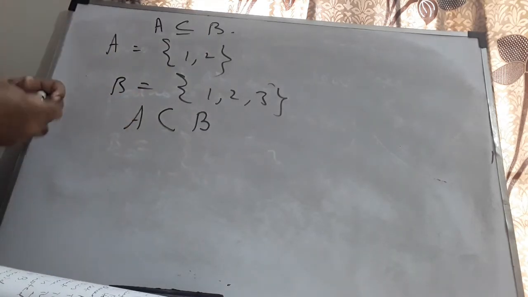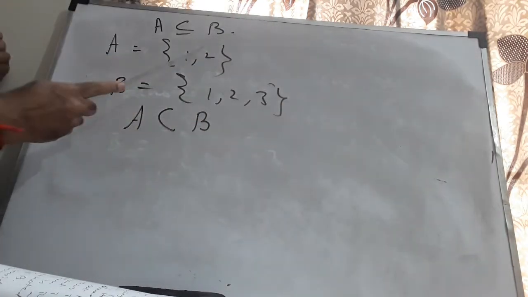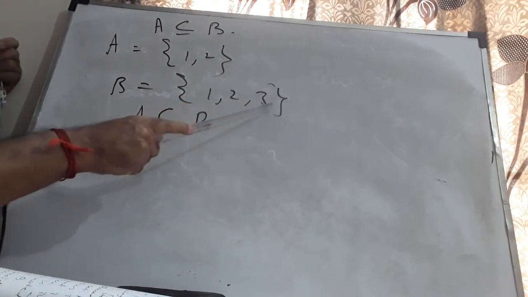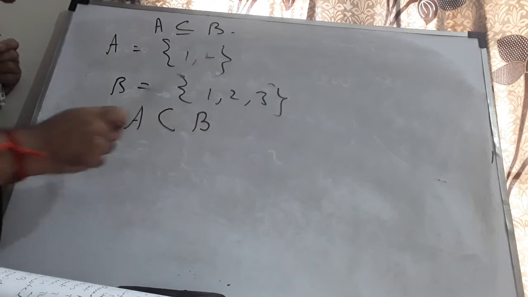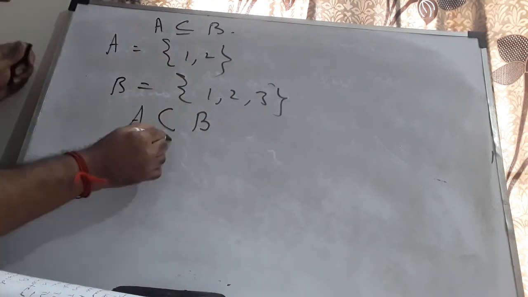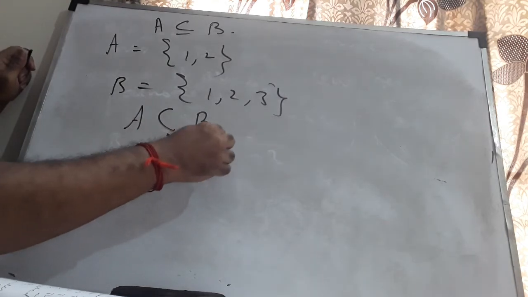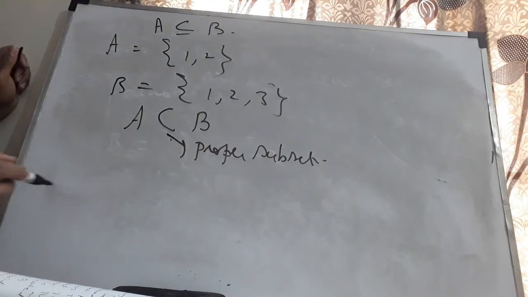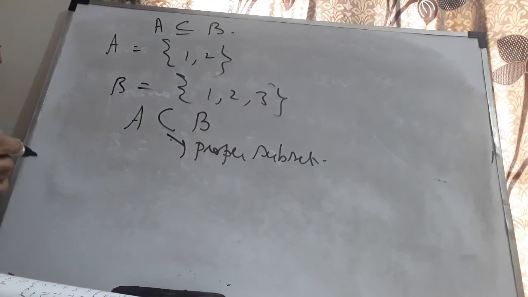Here, listen carefully. Both the elements 1 and 2 of A are there in B, but other than 1 and 2, there is one more element 3 which is in B, not in A. In such a case, I mean to say A is a proper subset. This symbol is called a proper subset.